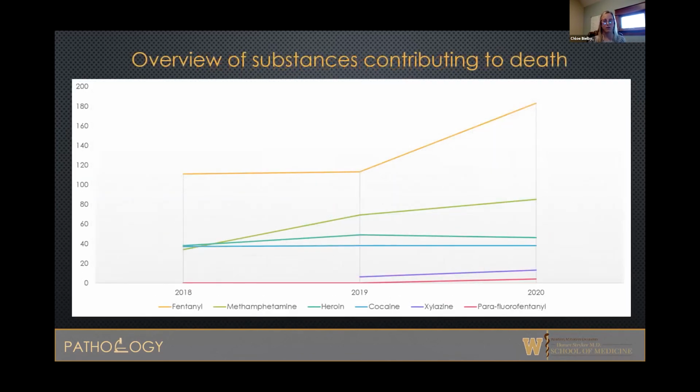And then finally, an overview of substances contributing to death. It's kind of hard to see, but the top orange line is fentanyl, and that has skyrocketed from 2018 to 2019. The next one is methamphetamine in green, which is steadily increasing. Heroin and cocaine, those light blue colors, have remained relatively stable over the past 3 years. Xylazine and parafluorofentanyl are steadily increasing, and that is something medical examiners and other people who are involved in drug-related deaths need to keep their eye out for.